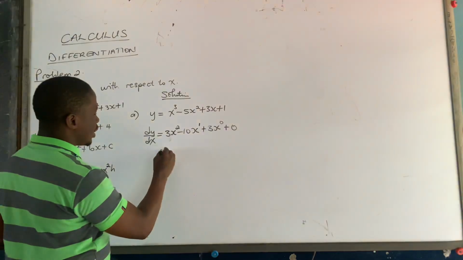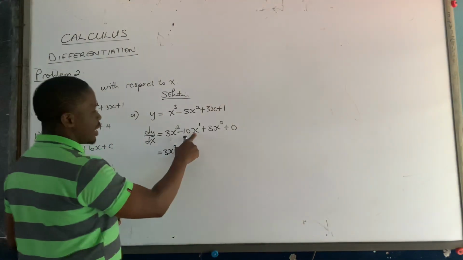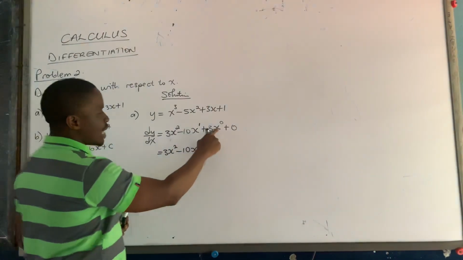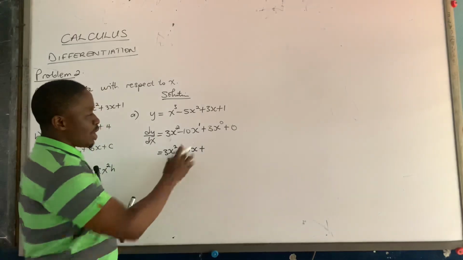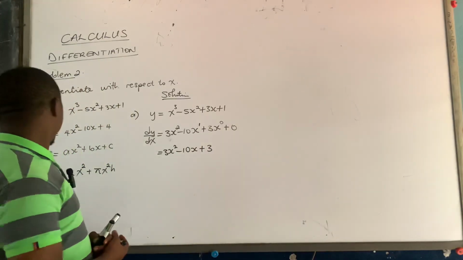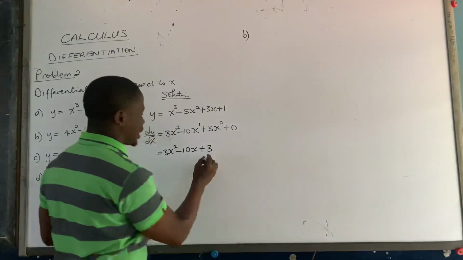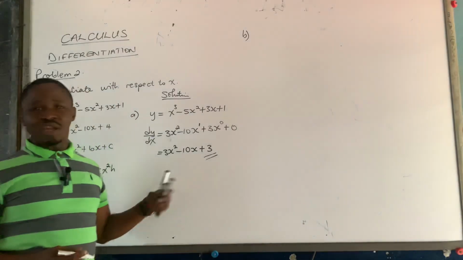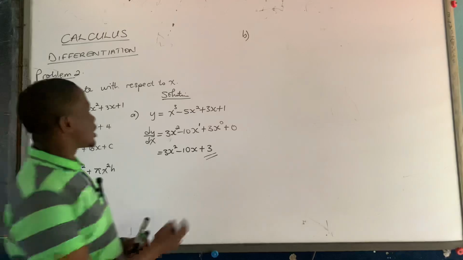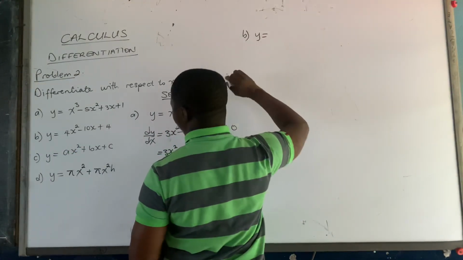Alright, so what next? We say 3x squared minus 10. X raised to the power of 1 is just x. Plus x to the power of 0 is 1. 1 times 3 is 3. Of course, we ignore the 0. Okay, so that is part A of the question. This is the result. This is what we call the derivative, or the differential coefficient.